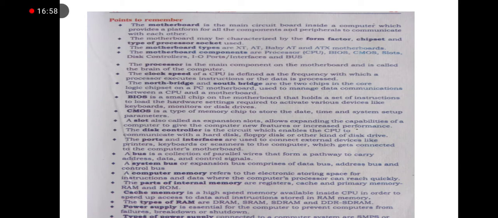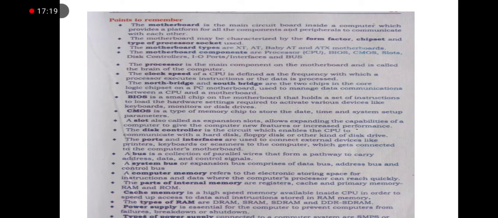A computer memory refers to the electronic storing space where we can store the data and instructions. The parts of internal memory are registers, cache and primary memory, RAM and ROM. Primary memory consists of RAM and ROM.